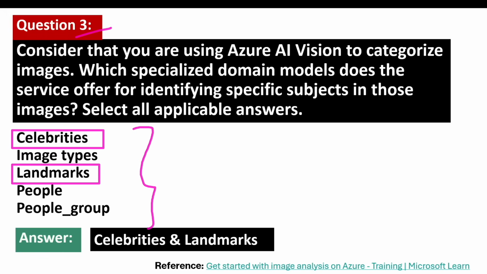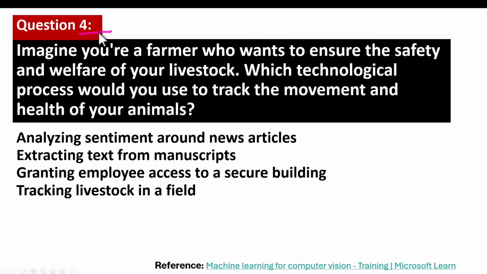One of the real world examples for Azure Vision includes farmers using Azure AI Vision to monitor livestock. Object detection tracks the movement and health of animals, alerting farmers to potential issues like illness or injury, ensuring animal welfare and timely intervention. Let's look at question number 4.